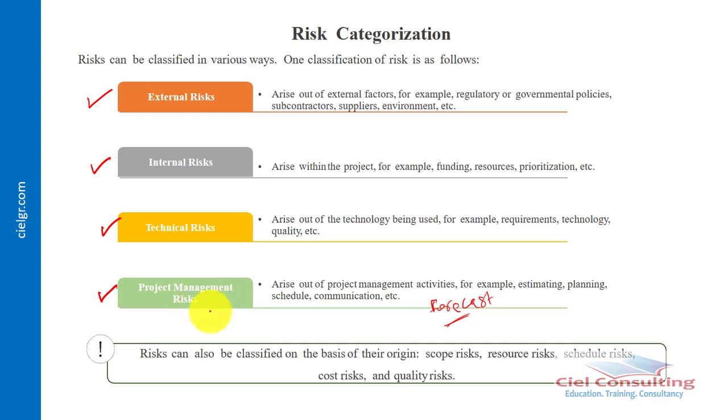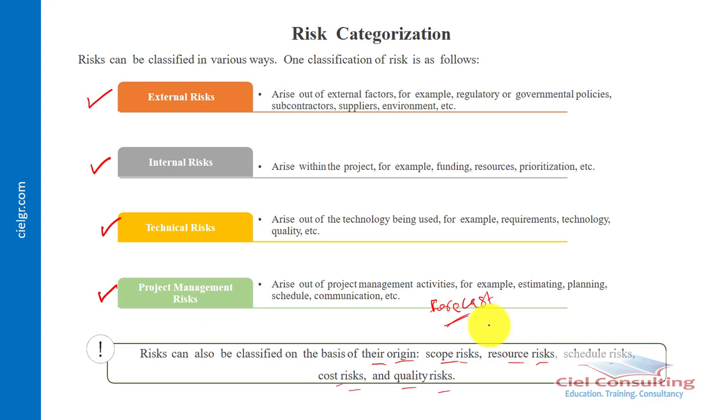Okay, now risk can also be categorized or classified using other bases, maybe, for example, on the basis of their origin. So you can have scope risk, resource risk, schedule risk, cost risk, quality risk. This is also another way to categorize risk.